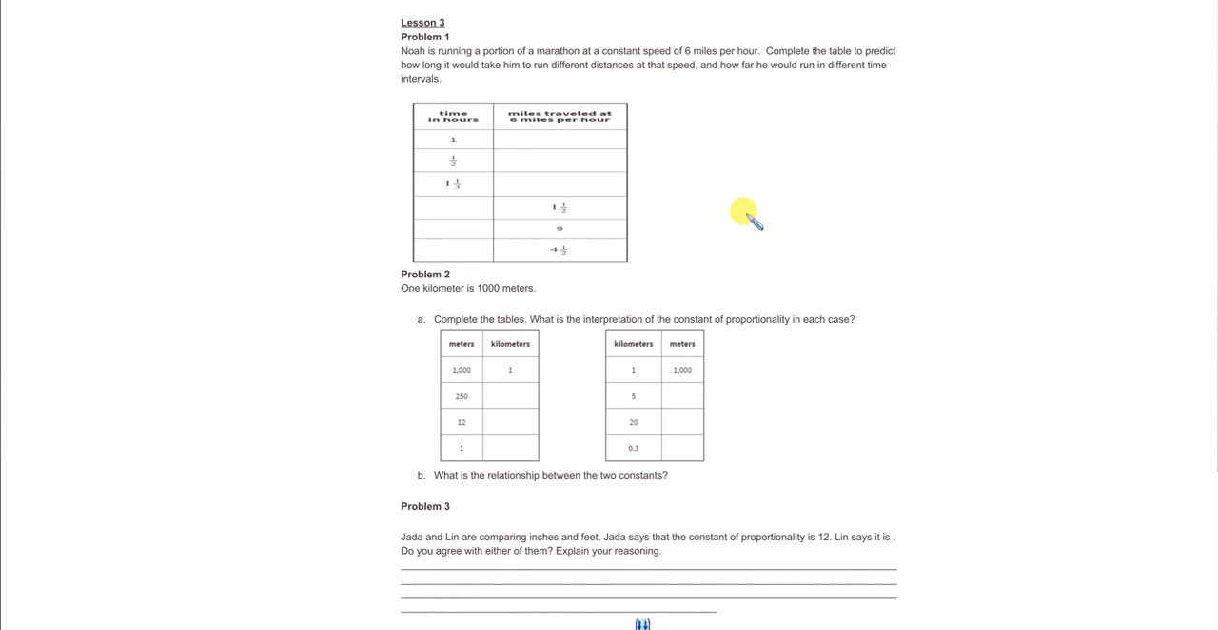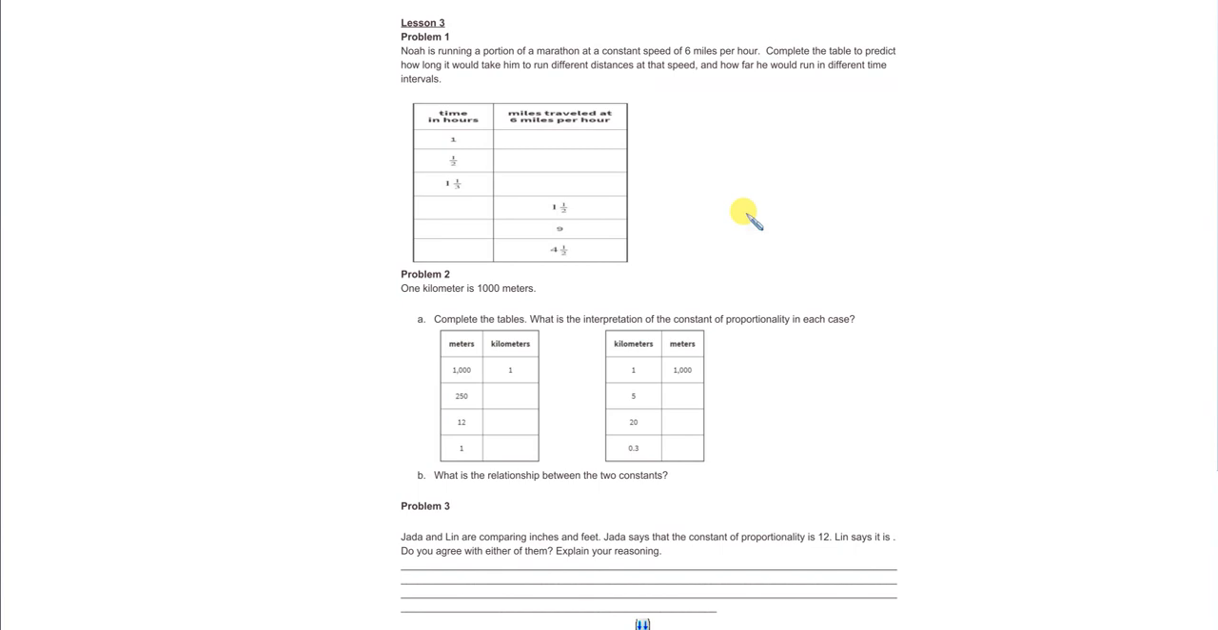Forward to number 3, lesson 3, problem number 1. Noah is running a portion of a marathon at a constant speed of 6 miles per hour. Complete the table to predict how long it would take him to run different distances at that speed and how far he would run in different time intervals.